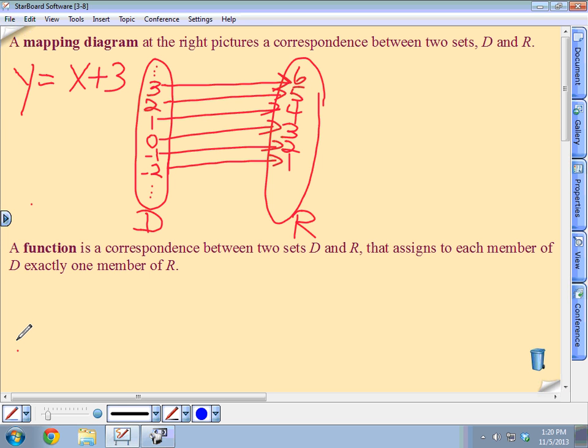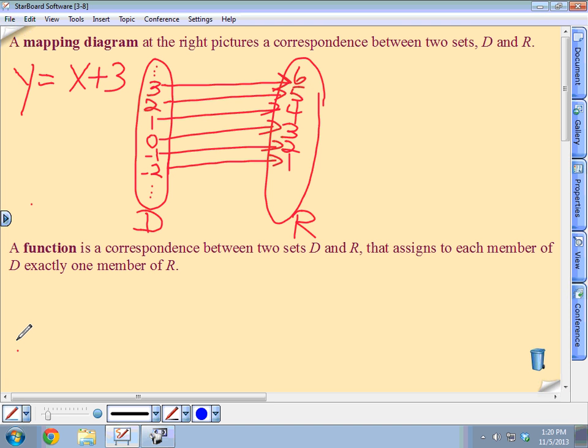Now, as you can imagine, this is a pretty simple function, right? That's a pretty simple machine. The ones you're going to get eventually are going to have fractions and square roots and other things that you're going to have to work with as we go along, but the concept will remain the same. Whatever you put into your machine, whatever your input is, will give you a certain output. Okay?